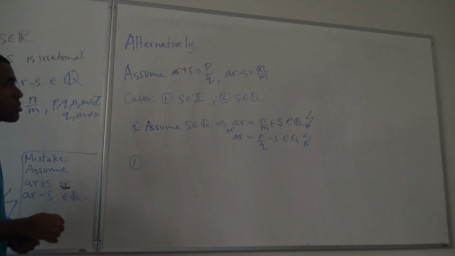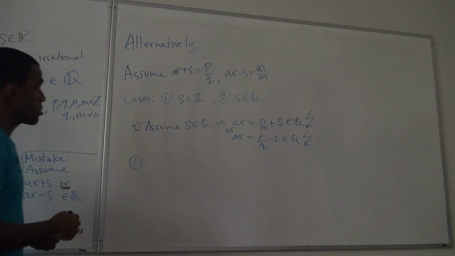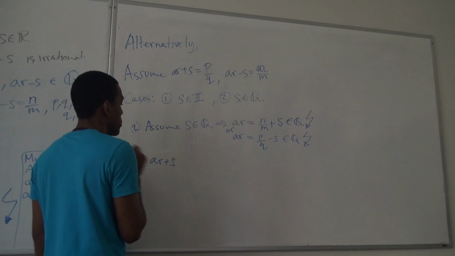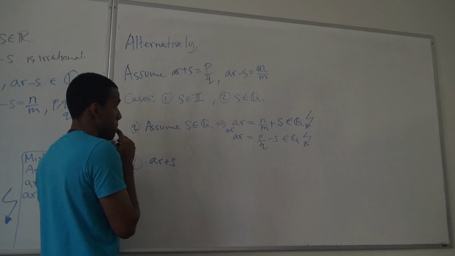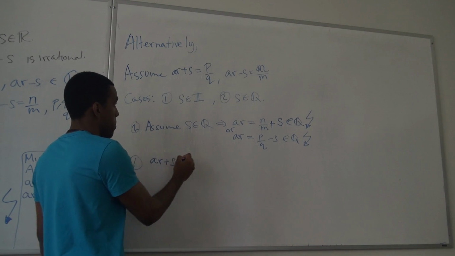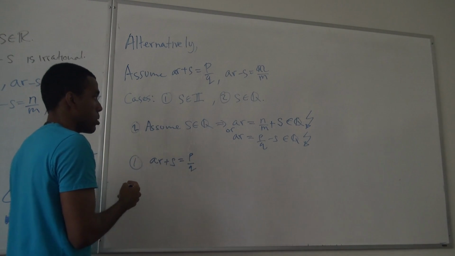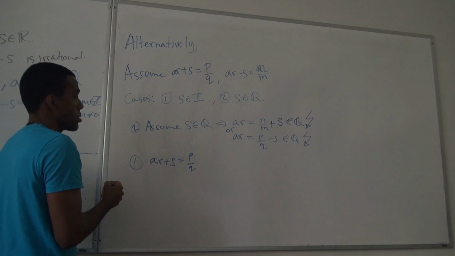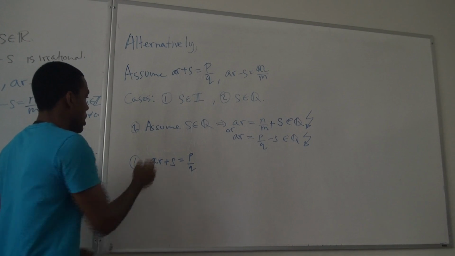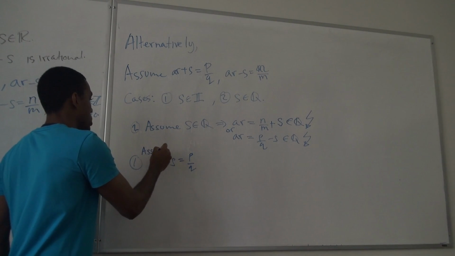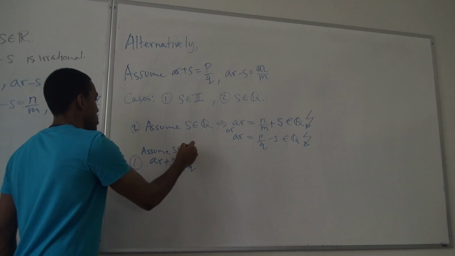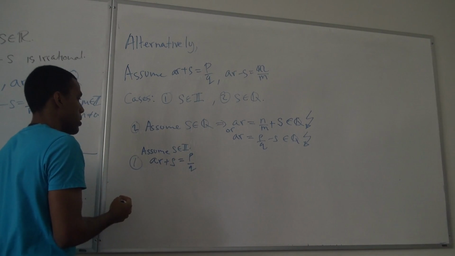So that one you can kind of break up into 2 separate cases again. Which is like if you look at AR plus S. Okay, so look at AR plus S. Then we're assuming S is irrational. Okay, so we have this. What do you say?